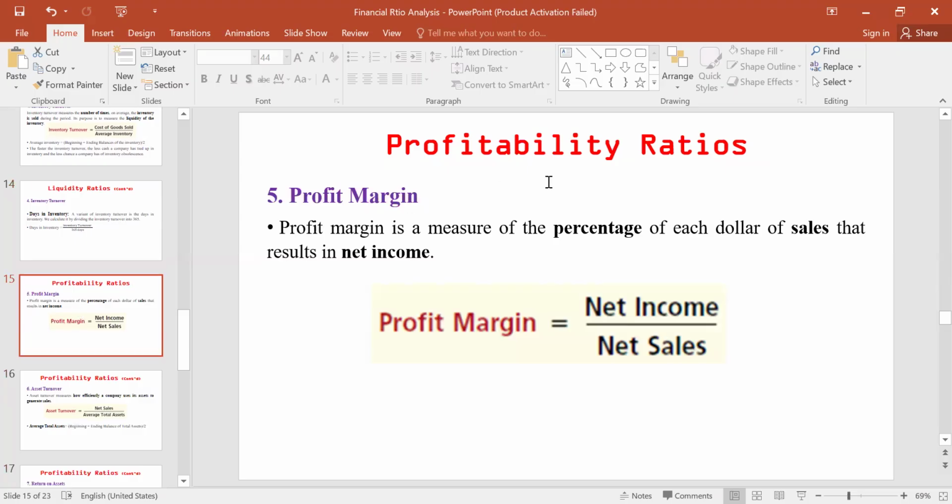This is another tool and technique: profitability ratios. Profitability ratios indicate the earning capacity of your organization or managerial skill. There are some important tools. Profit margin, that means profit margin. The simple formula is net income divided by sales.